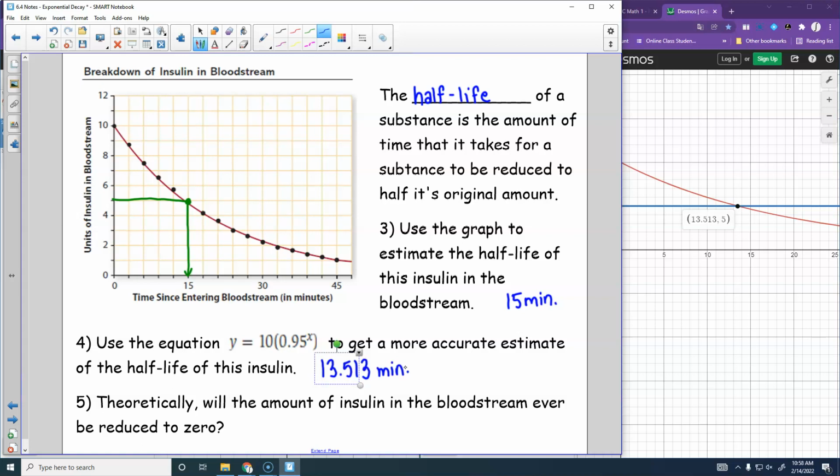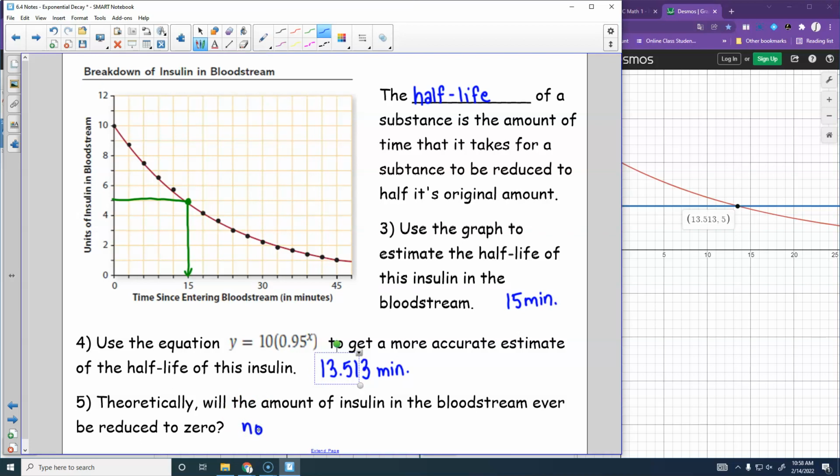Okay, now let's talk about number 5. Theoretically, will the amount of insulin in the bloodstream ever be reduced to 0? No. There should always be a little teeny tiny bit left, right? Always. Now, in practice, if it's been 3 days since you took any insulin, whatever tiny trace amount that is left is not doing anything, right? You are going to be in bad shape if you haven't done that. It's not really doing anything. But theoretically, no, it would never go to 0.